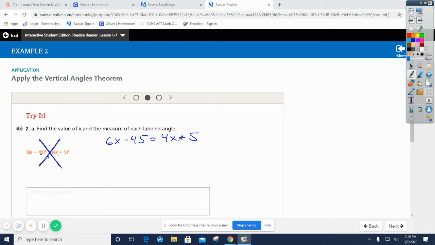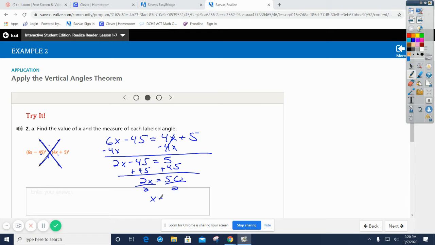So anytime you have x's on both sides, get them on the same side. So I always take the smaller one and get rid of it. So I'm going to go minus 4x. But I got to do that over here too. If you do something to one side, you have to do it to the other side. So on the left side, 6x minus 4x is 2x. Bring down the minus 45 equals. On the right side, those cancel, and I get 5. Okay, now, once I got all the x's on the same side, get the x by itself. So take this 45 and add it to the other side. So I get 2x equals 50, and divide by 2, I get x equals 25.